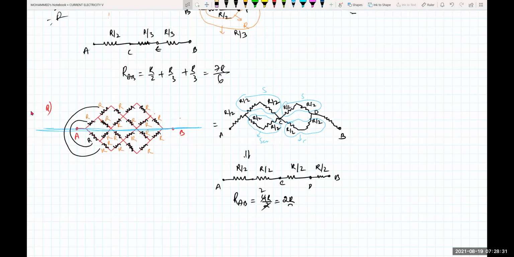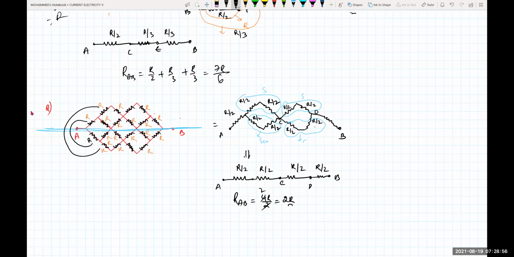Just fold it, beta. This two will become parallel. See here, this two will become parallel. And the middle one, this two will also become parallel. Everything will become parallel. So first, A to this point, the first resistor is R by 2. The next one is also R by 2. The next one is also R by 2. The middle one is also your R by 2. Isn't it? Will it come like this or not? You just see it.